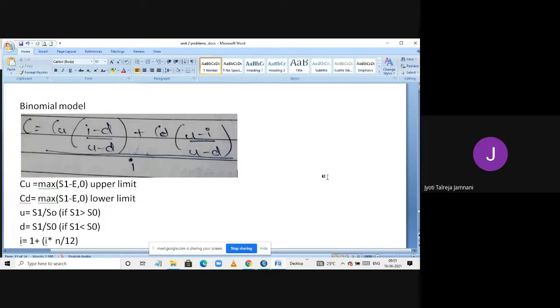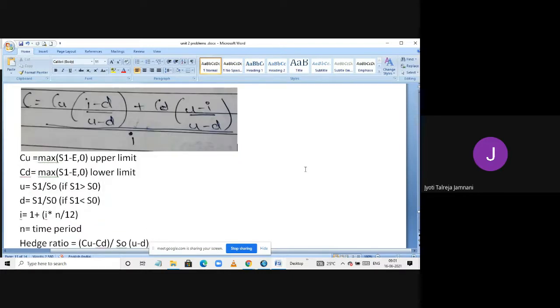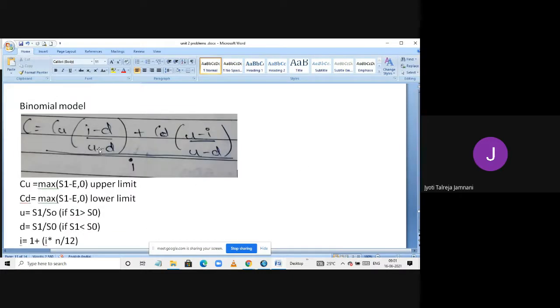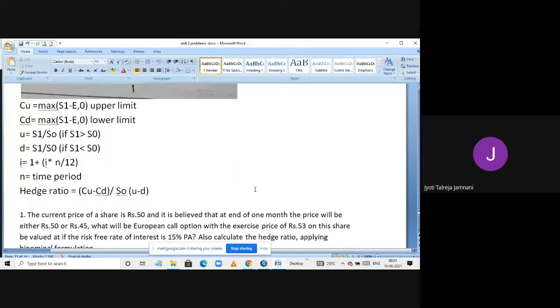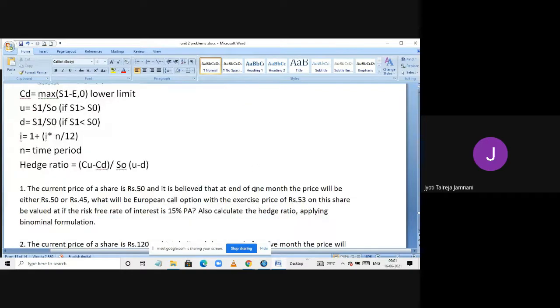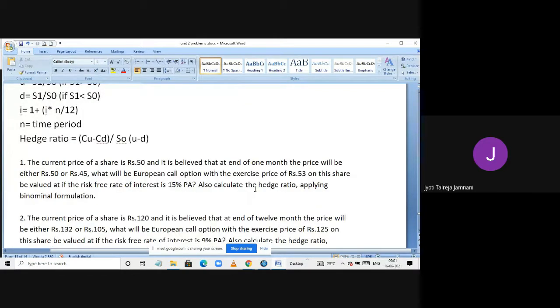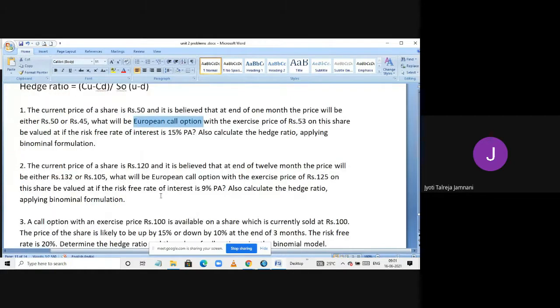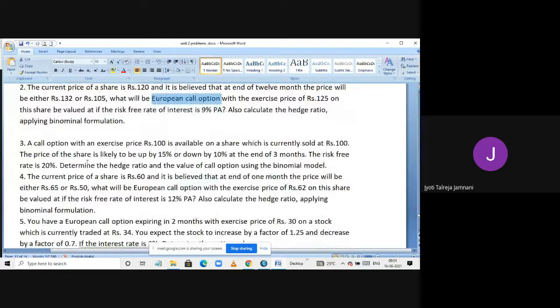Okay, so how to solve these sums now? First we'll understand each part of it. C is nothing but the premium, and usually the binomial model is done for a call option. You cannot do it, or nobody has tried it, for a put option. In all the sums that I'm going to do, there is a European call option. So the binomial model can find the price of a call option only.